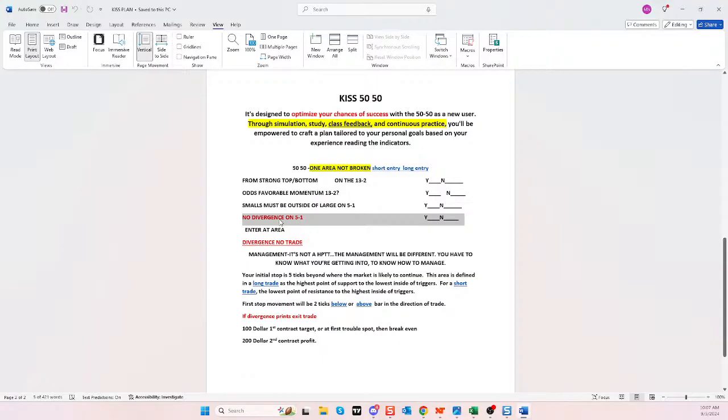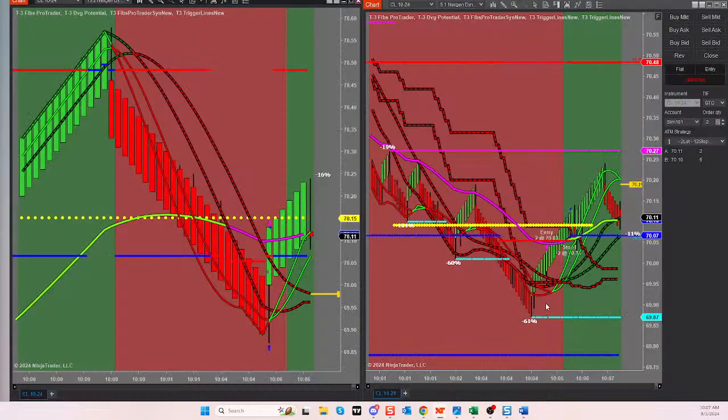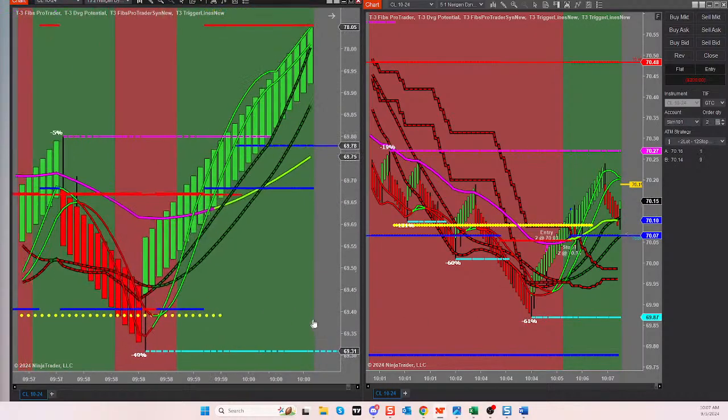And divergence is such an important concept. And Steve, that was a good read on the weak top. It reminds you before you ever get to management that you probably shouldn't be in that trade with divergence. And then it reminds you again in management that if divergence prints, exit that trade. And guys, the more often you see areas with the potential to break that don't break, divergence is involved.